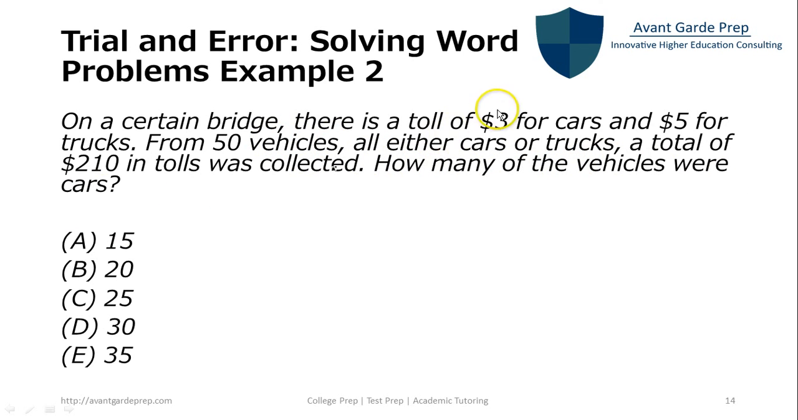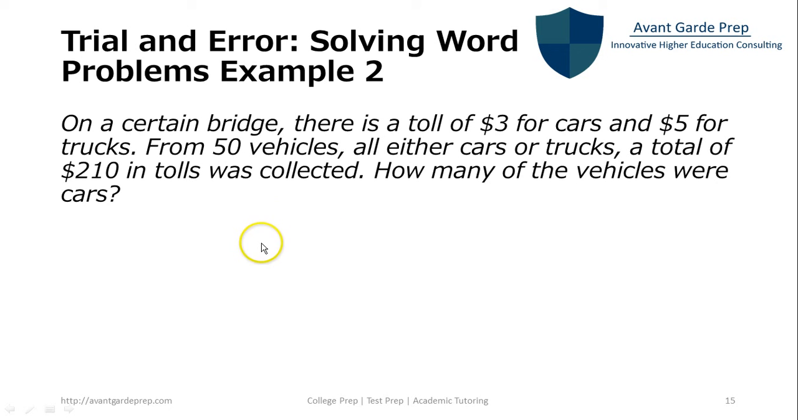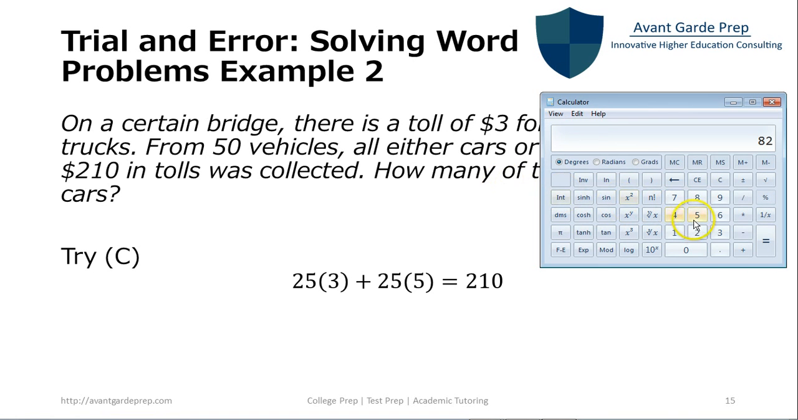So because we know that each car was charged $3 and each truck was charged $5, we can set up a little equation. So we'll choose answer choice C to set up this equation. Answer choice C was 25. So if there are 25 cars and 50 total vehicles, that means that there were 25 cars and 25 trucks. And because each car was charged $3 and each truck was charged $5, we can set up the equation below. So 25 cars times $3 plus 25 trucks times $5 equals $210.